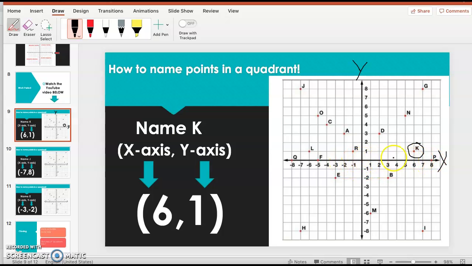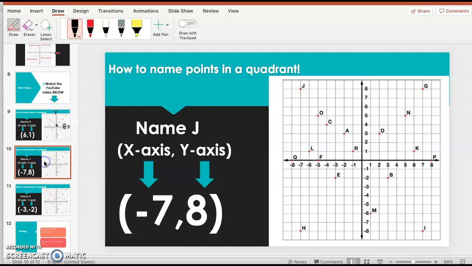Well, the number that's all the way this way that K is on the dot, it looks like it's 6. So 6, so we put a 6 here, and then you're going to go up the y. So let's go up 1, and it looks like 1, okay? So if you have to name a quadrant, K is on 6, 1. Does that make sense? Let's try another one.